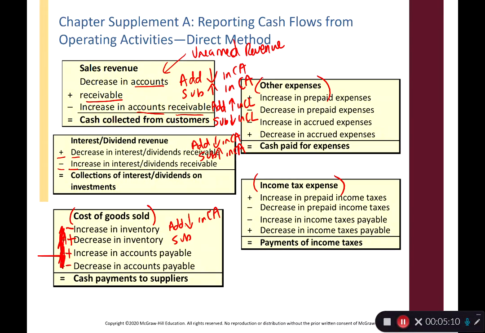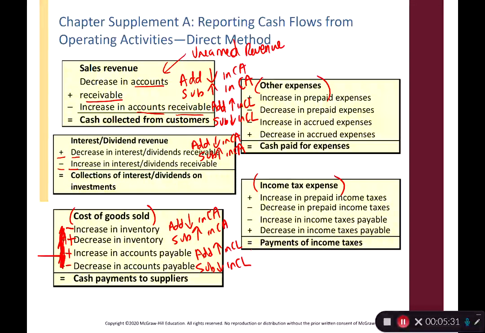I'm saying the wrong thing. We're adding decreases and subtracting increases in current assets because we're doing the opposite. And then we're adding increases in current liabilities and subtracting decreases in current liabilities, which goes in the same direction. And we're going to do that with all of our expenses.